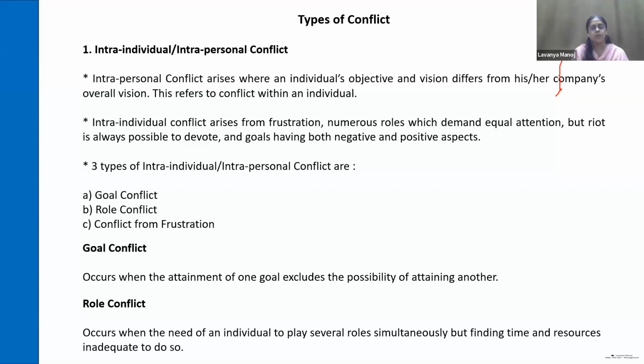Role conflict. If one individual is given numerous tasks to do at the same time or within the same day, he or she will be in a dilemma about which one to start first and which one to complete first, which one should be given priority. Maybe there is less time or fewer available resources, or the person may not get help from any of the employees in the organization, sometimes even from the management.